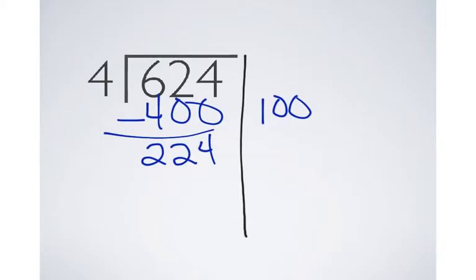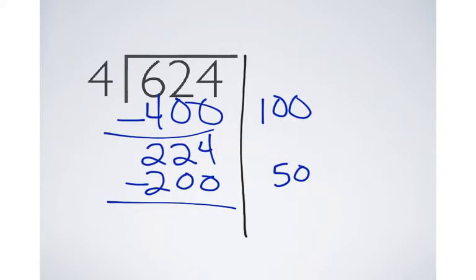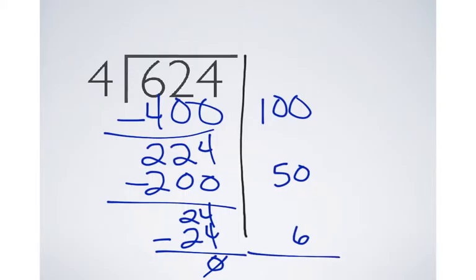4 times what number gets me close to 224 without going over? Well, I can look at these two numbers and I see 22, and I know that I can multiply 4 by 5 to get 20. So let's do 50. 4 times 50 is 200. That's as close as I can get without going over, leaving me with 24. And then it's a basic fact. 4 times 6 is 24. I subtract, I've got nothing left. All I need to do now is add up all of the pieces, and I get 156 as my answer.